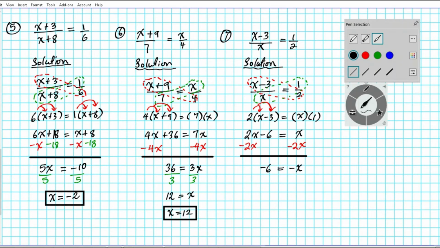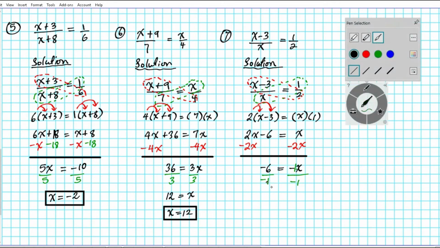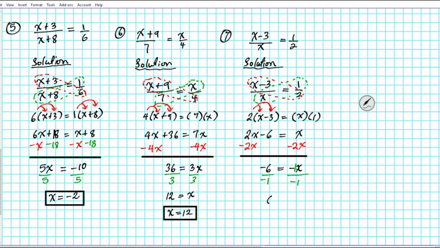Okay? Now to get x isolated, we're going to divide both sides by the coefficient of x. And remember, the invisible coefficient is 1, right? So there's a negative 1 here. So we'll divide both sides by negative 1 in order to get x isolated. Alright, when we divide by negative 1, negative 6 divided by negative 1 is going to be positive 6. So on the left side we have 6 is equal to, on the right side, negative x over negative 1, which is just x. We can switch this around using the reflexive property of equality. Our final answer for question number 7 is x equals 6.